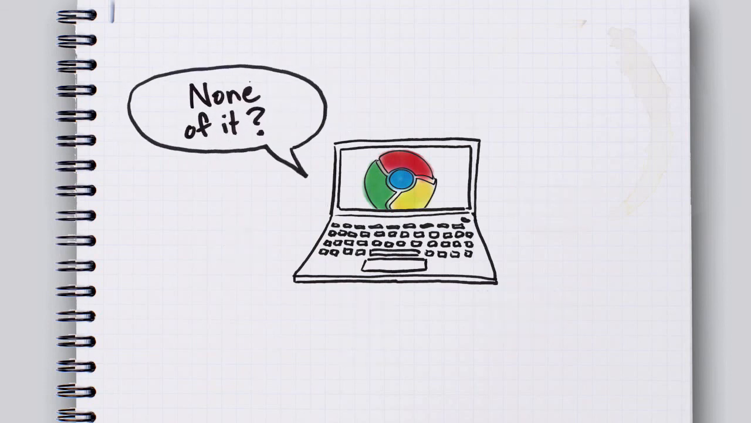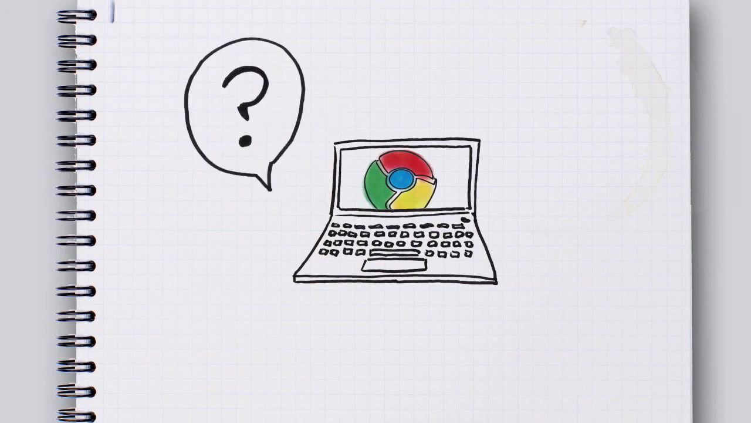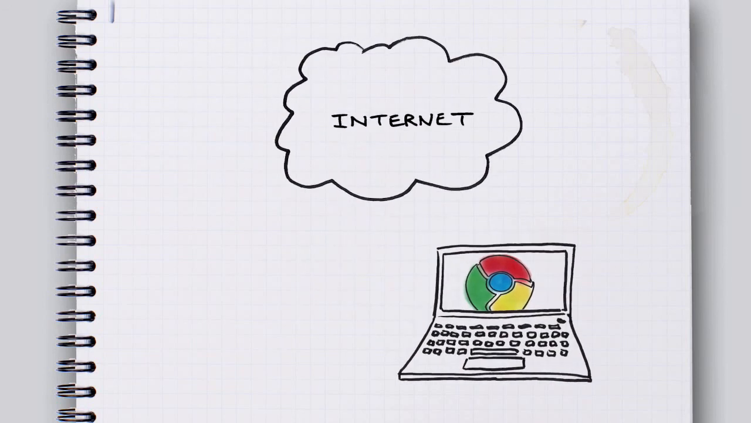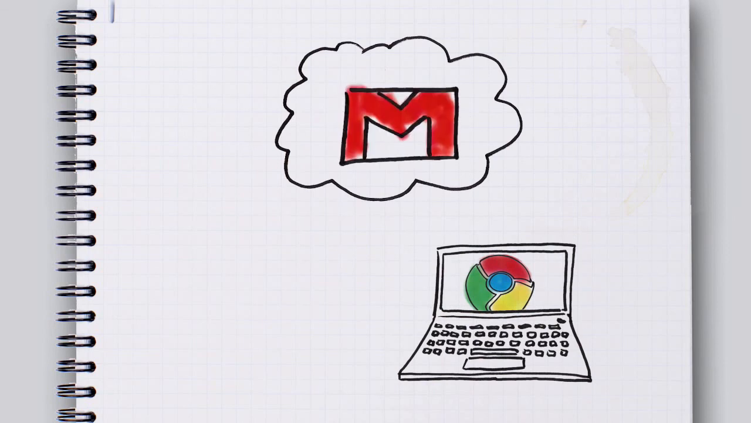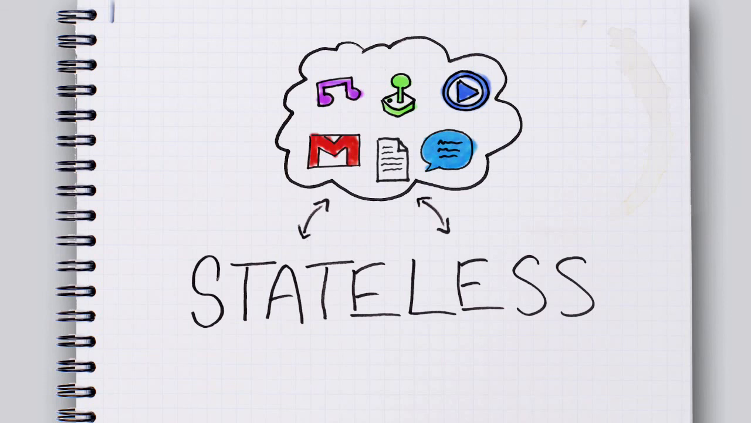What? None of it, you ask? Yeah, none of it. Really nothing? Yeah, nothing is stored on your computer. Well, where is it? It's on the internet. You know, like when you access your emails from your computer and your phone, the email isn't stored on either device. So if everything's stored on the internet, then your phone, your computer, all of these devices are what people call stateless. Which is kind of a big word, so maybe just remember this.